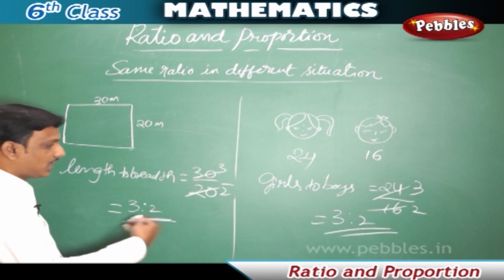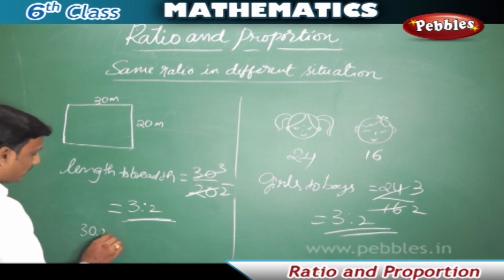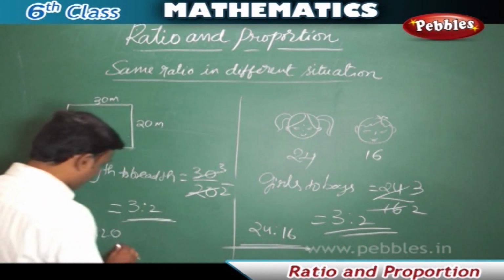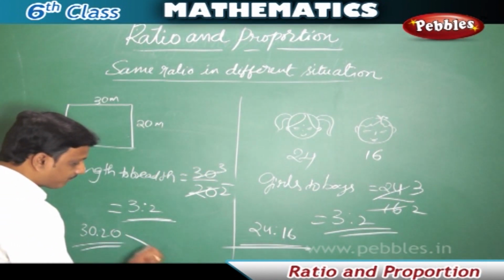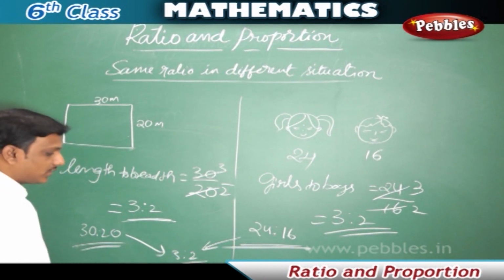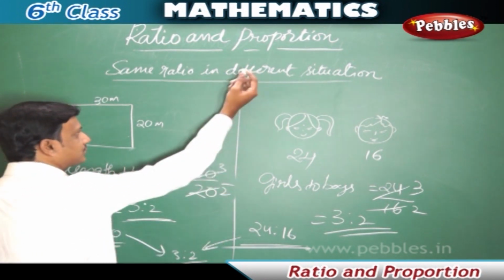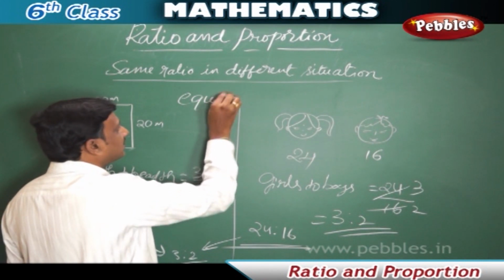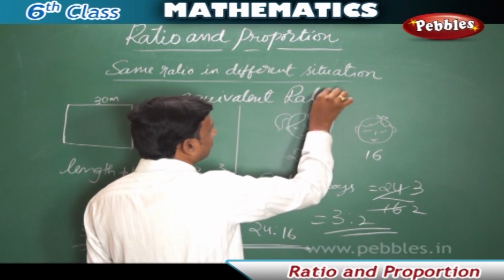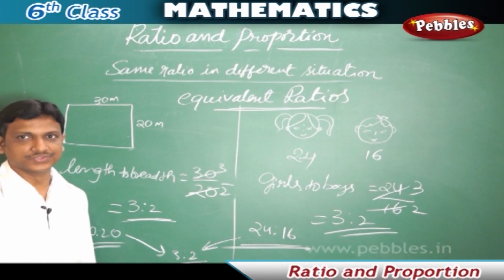In both the cases, we found the same value. Here the ratio is 30 is to 20. Here the ratio is 24 is to 16. But in the lowest form, both of these have the same value, 3 is to 2. Such ratios are called equivalent ratios. Here these two are equivalent ratios.